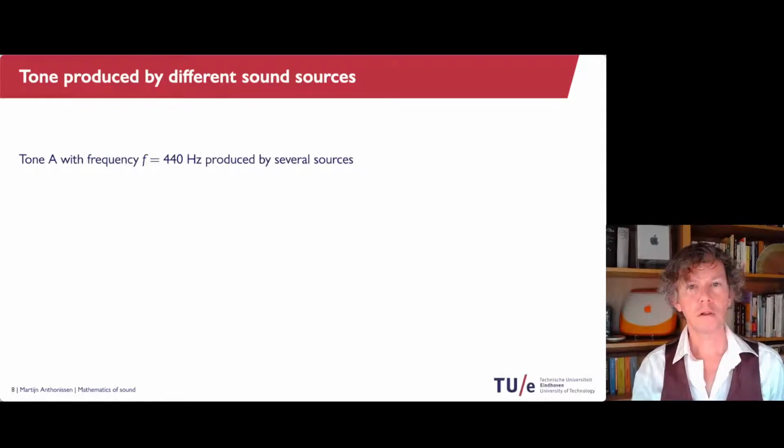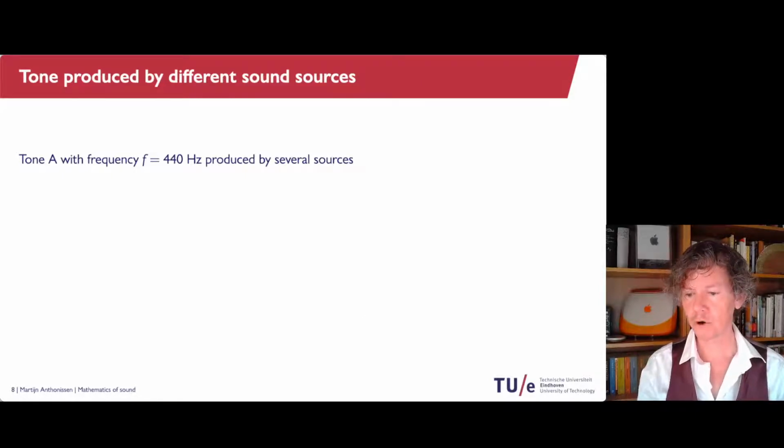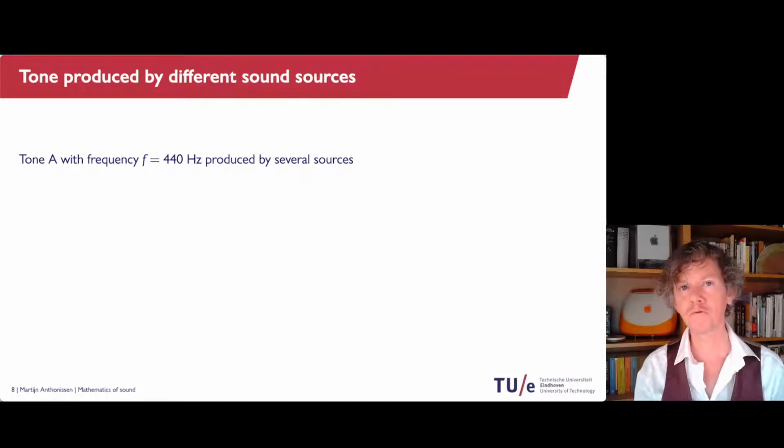So let's just for fun listen to tone A. So A is 440 Hertz, produced by several sources. So what do I mean by sources? I'm going to let you hear my computer that can create this sound, which doesn't sound very nice. I have a tuning fork, a piano, and a human voice.